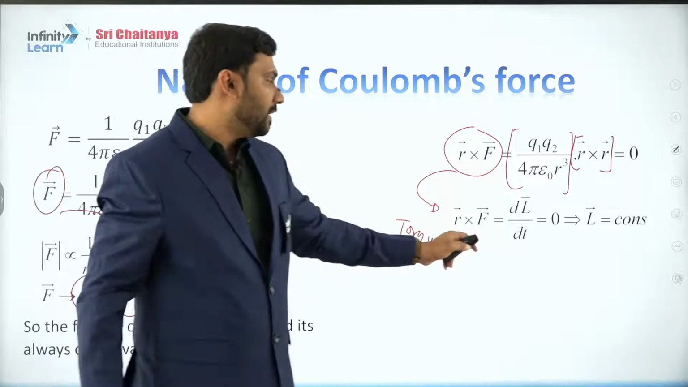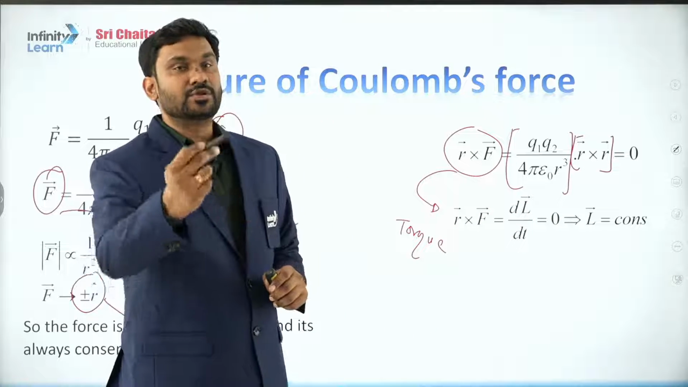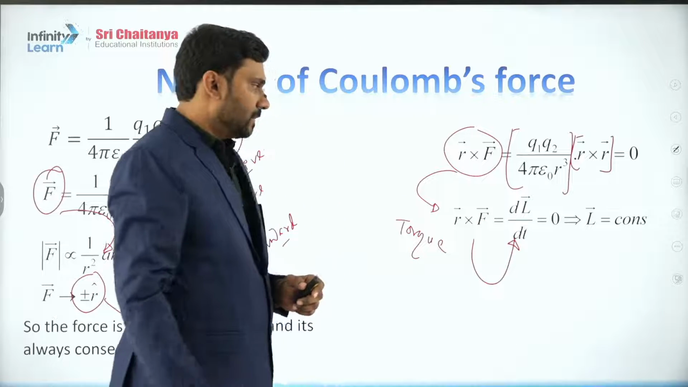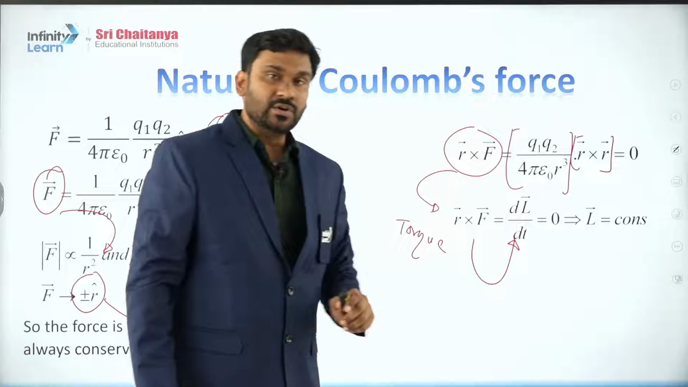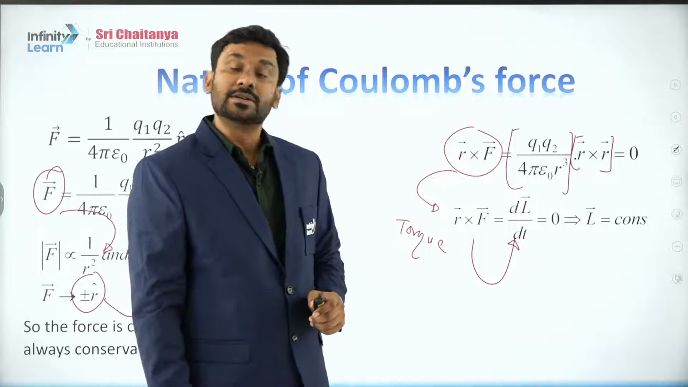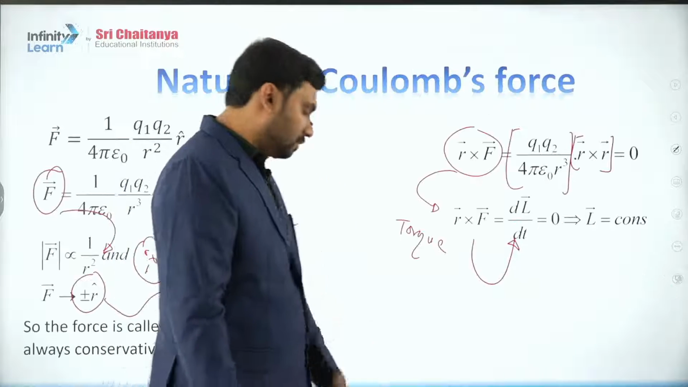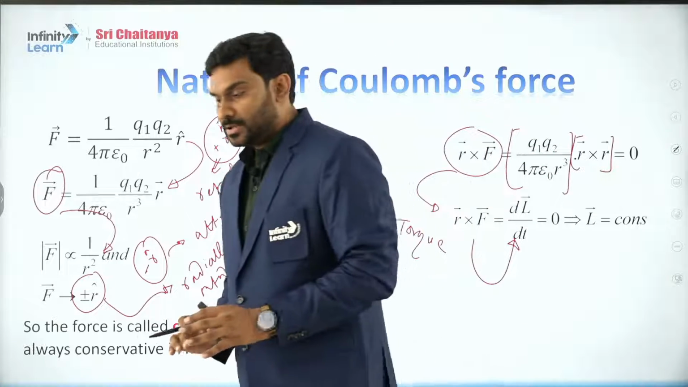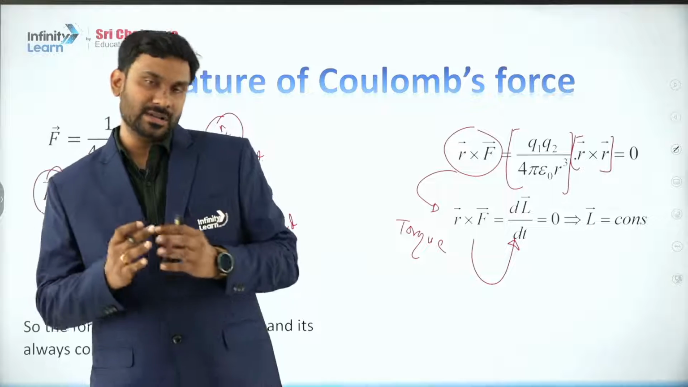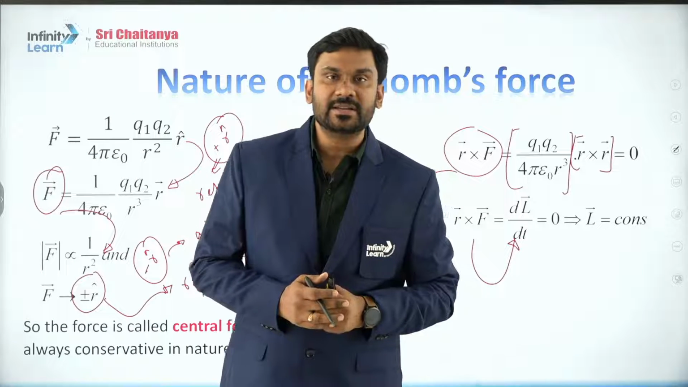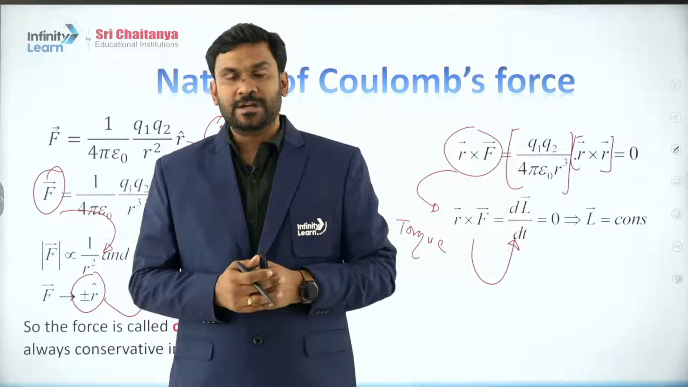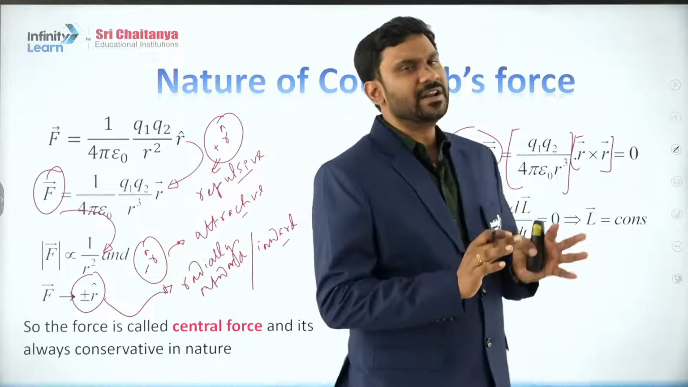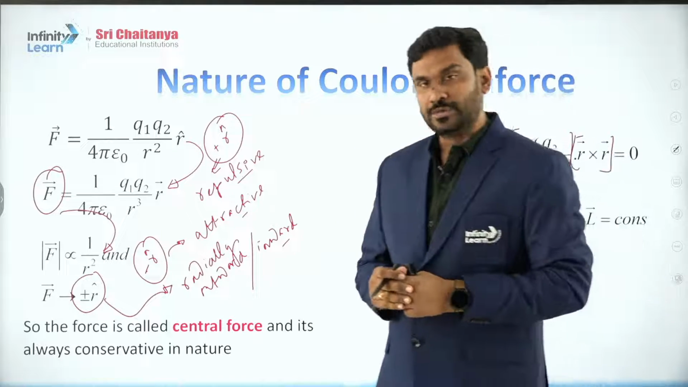So if the torque applied on a system is 0, torque can also be interpreted as the rate of change of angular momentum. So if the rate of change of angular momentum is 0, then angular momentum must be conserved. So that is one point we must know, that in a central force field, angular momentum is always conserved. And we have to know one more aspect, all the central force fields are basically conservative in nature. So in a conservative force field, total mechanical energy will also be conserved, correct? So these are the simple pieces of information we need to get about Coulomb's law, right?